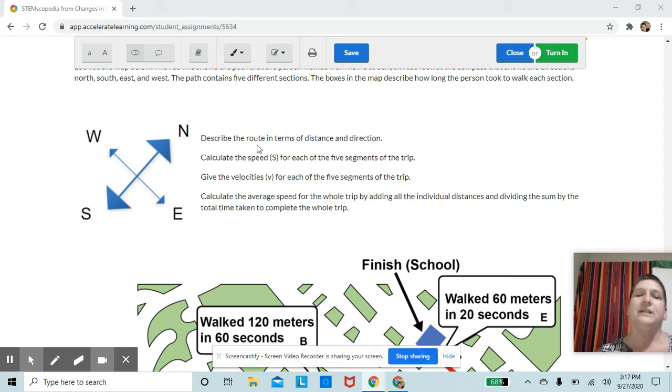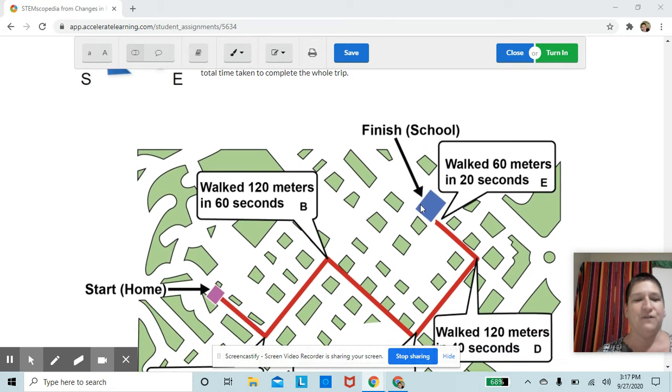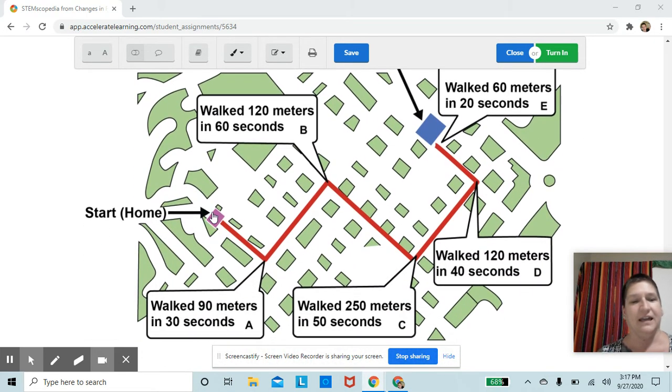It says, describe the route in terms of distance and direction, calculate the speed for each of the 5 segments, and give the velocity for each of the 5 segments of the trip. Calculate the average speed for the whole trip by adding all the individual distances and dividing by the sum of all of the time it took. So let's do this step by step. The first one says, I started here and I walked this way.